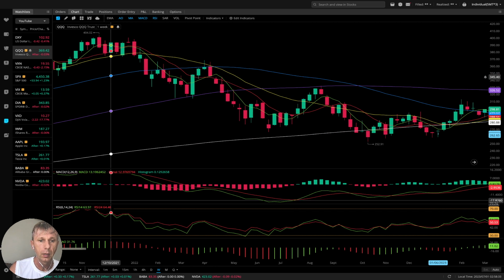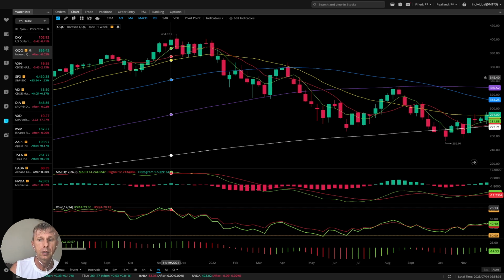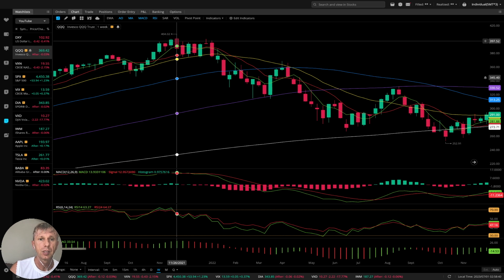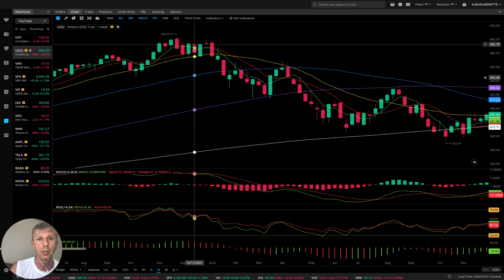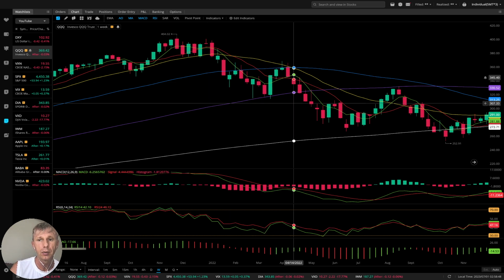Well, let's go back over here. You see, this is overbought state, around 73 points. This was the top of the market. What happened after that? It was bearish trend, right? It did double top here and it did bearish trend.